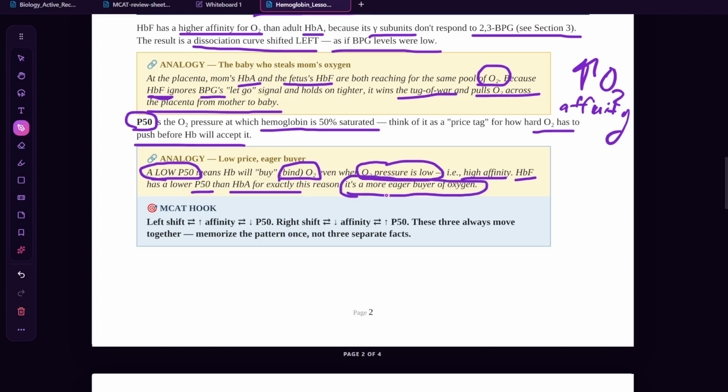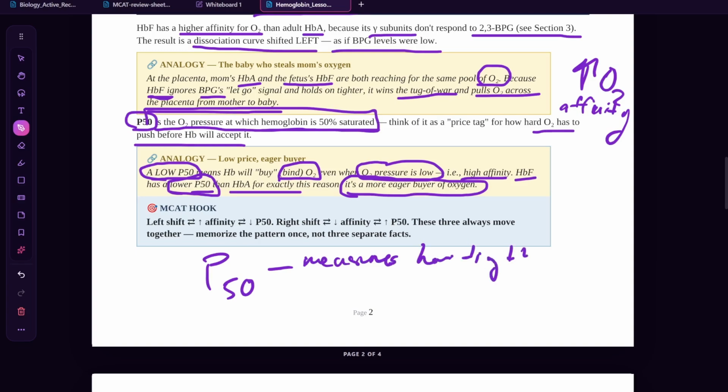So it has a high oxygen affinity, but the P50 is lower because P50, by definition, is the oxygen pressure at which hemoglobin is 50% saturated. So this way you can memorize: there's a left shift, which is higher affinity, but it lowers P50. You can have a right shift, which lowers your oxygen affinity, but raises P50. So basically, in other words, I try to give different ways of explaining things because different definitions might connect differently for different people. P50 measures how tightly your blood holds on to oxygen.